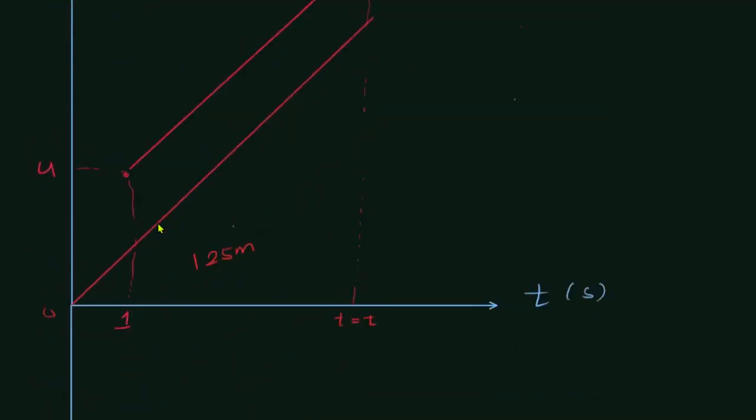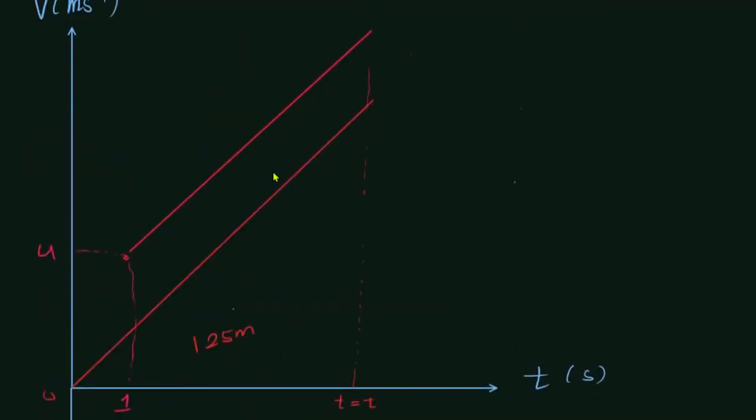So what can we say? Both have the same area, right? Both these graphs, this trapezium and this triangle, have the same area. So if we need to find t, we can use that theory, right?